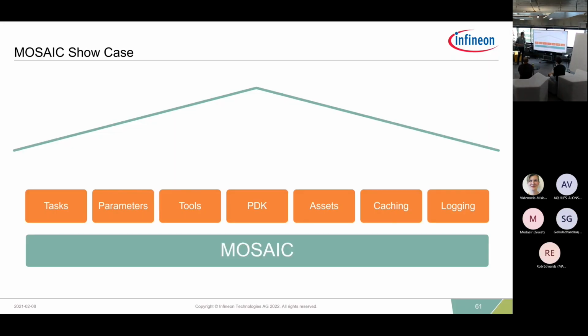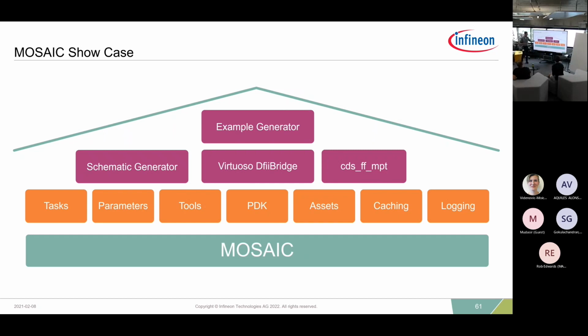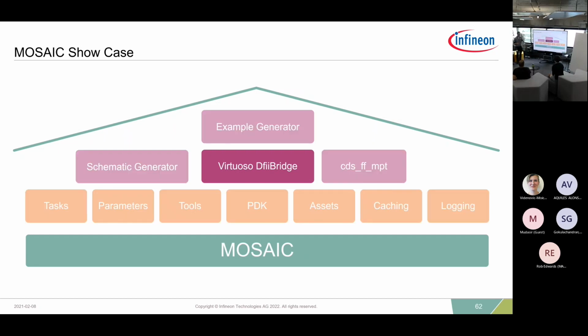This is fine. So what I now want to show you is the demonstrator that I prepared here. We have this image again, this little nice house. On top of it, I now create the schematic generator, the tool for Virtuoso, a very tiny PDK setup for the CDS FFmpeg, and on top, a very basic example generator. So now let's quickly go through all of those, because there's a little bit to tell you here.